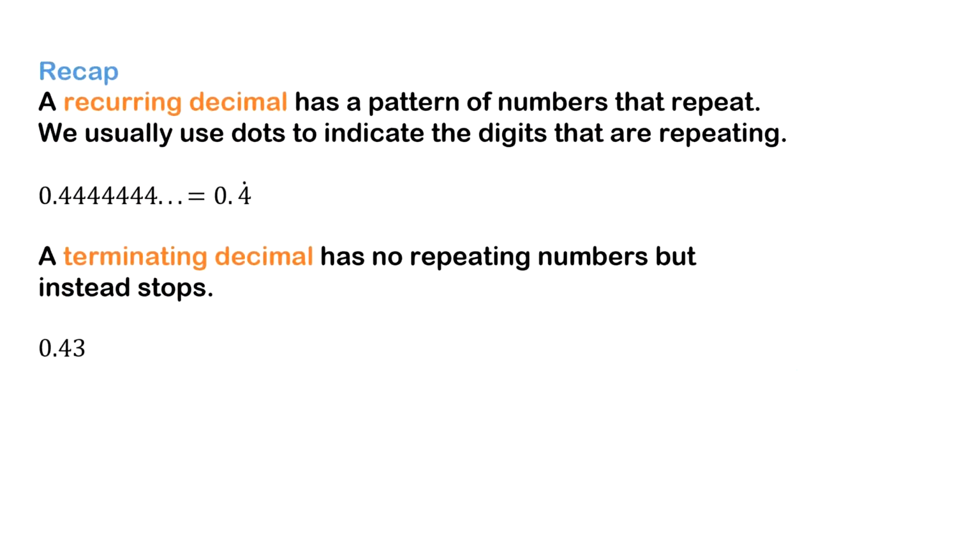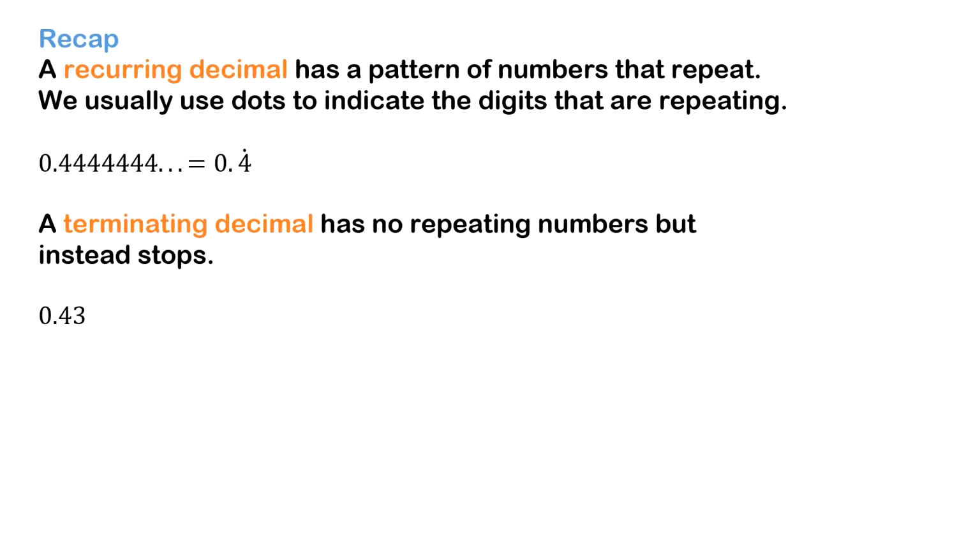Now, to end the video, we'll do a quick recap. Remember, a recurring decimal has a pattern of numbers that repeat, and we use the dots to indicate the digits that are repeating. There's your first example, the 0.44444, and as dot notation it is 0.4 with a dot above it. A terminating decimal, remember, has no repeating numbers, but just stops, so 0.43 would be an example of that.